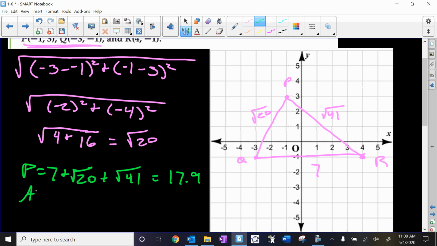For your area, remember that is 1/2 times your base times your height. We know the base is 7. The height is going to be from point P down to your base. We can count that. 1, 2, 3, 4. Multiply that together. It's going to get you 14. Again, you can call it units squared if you'd like.